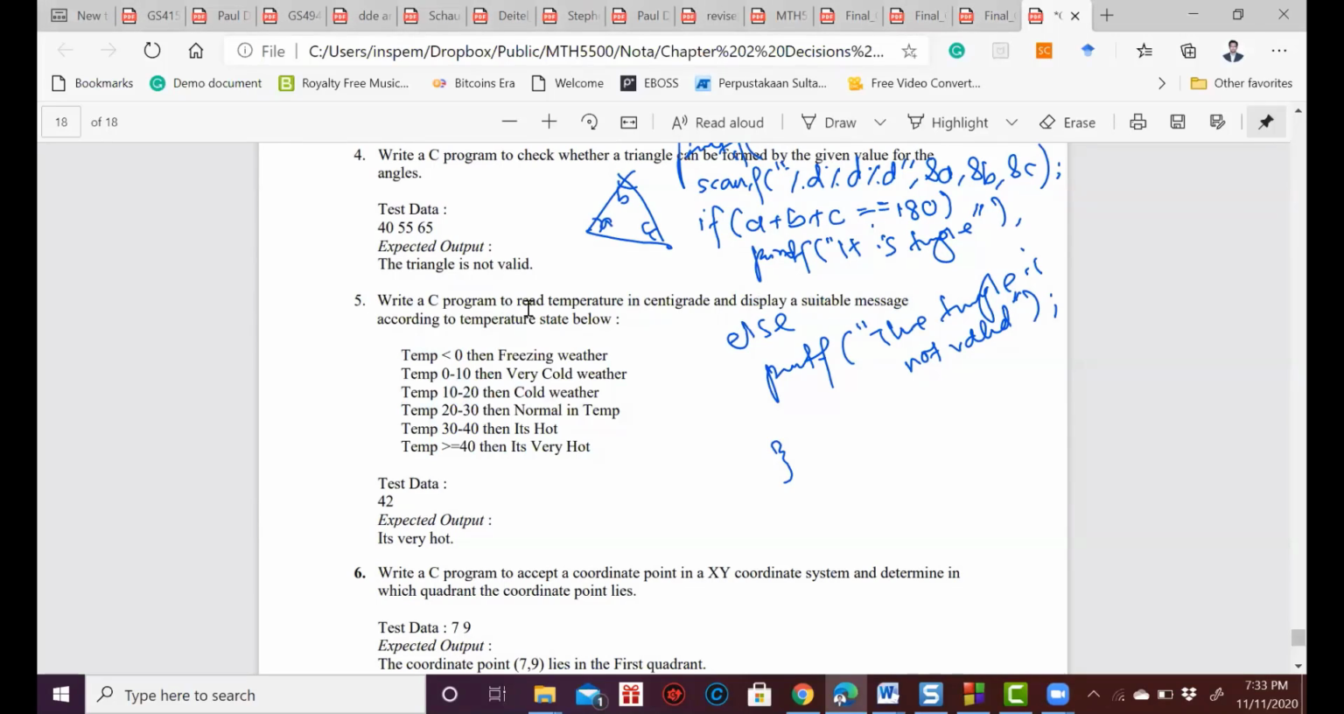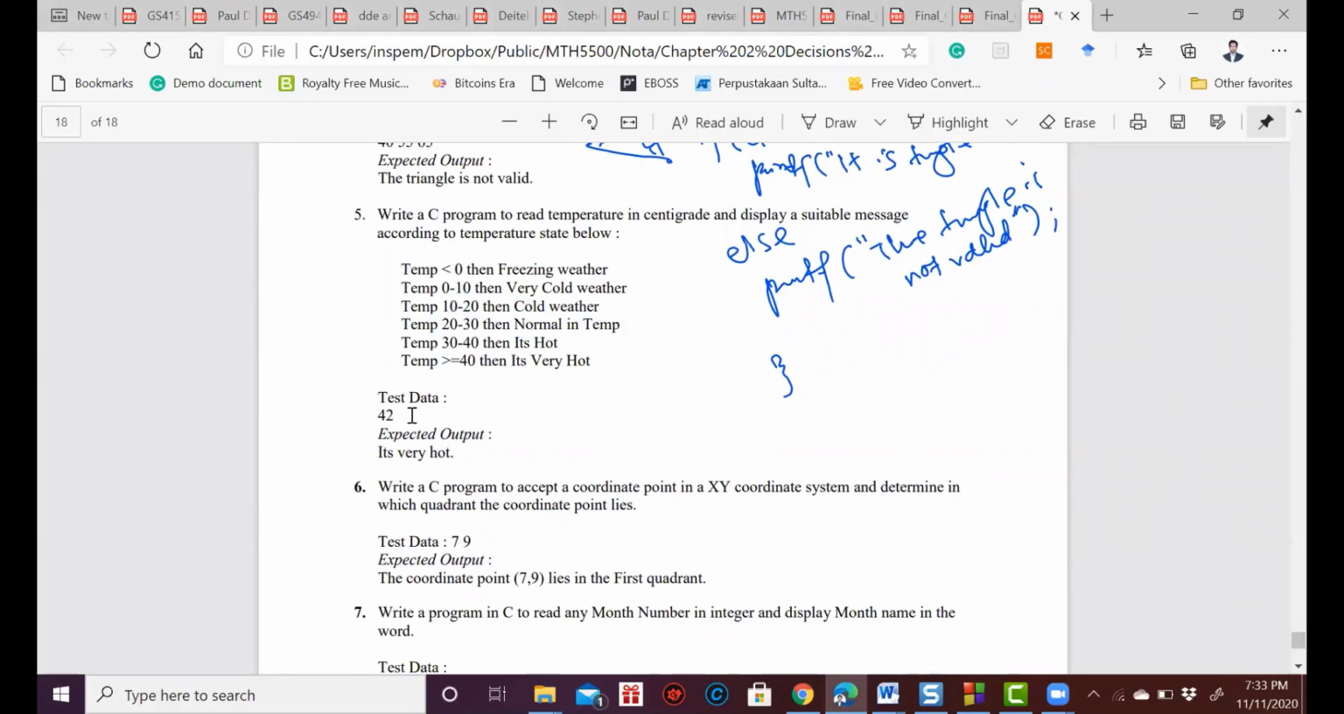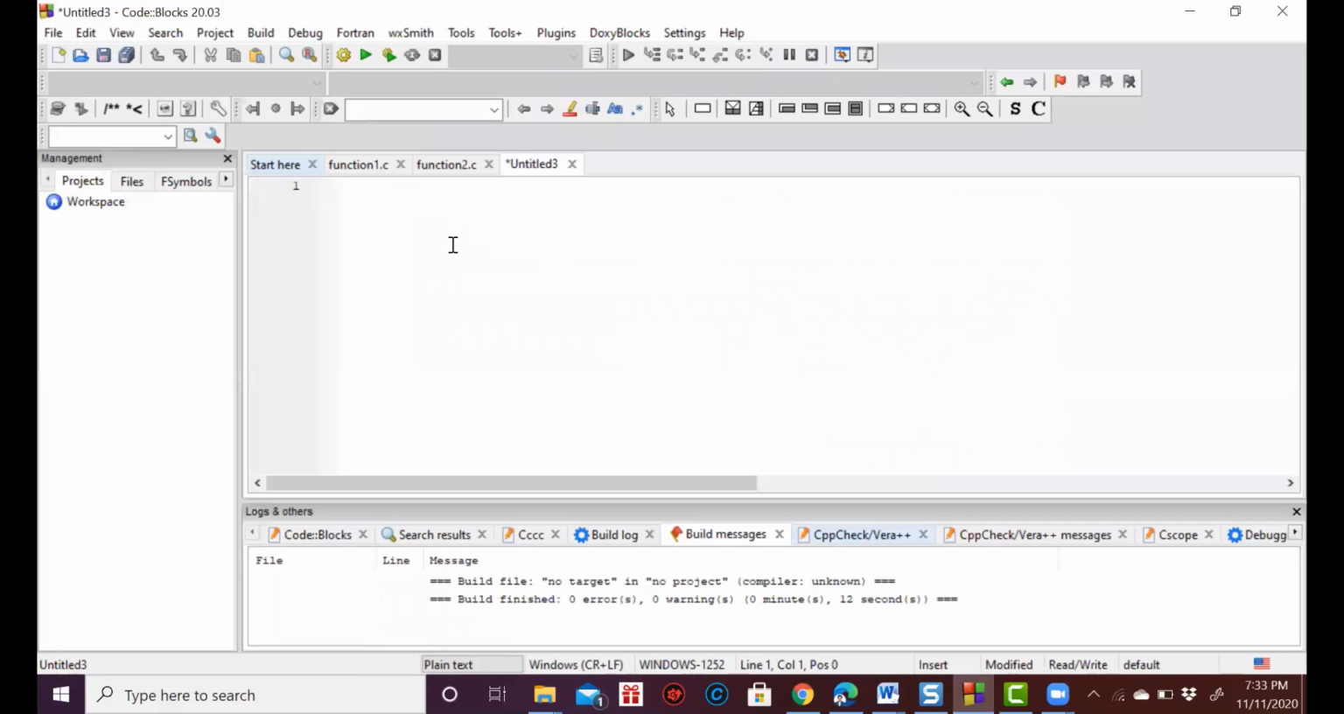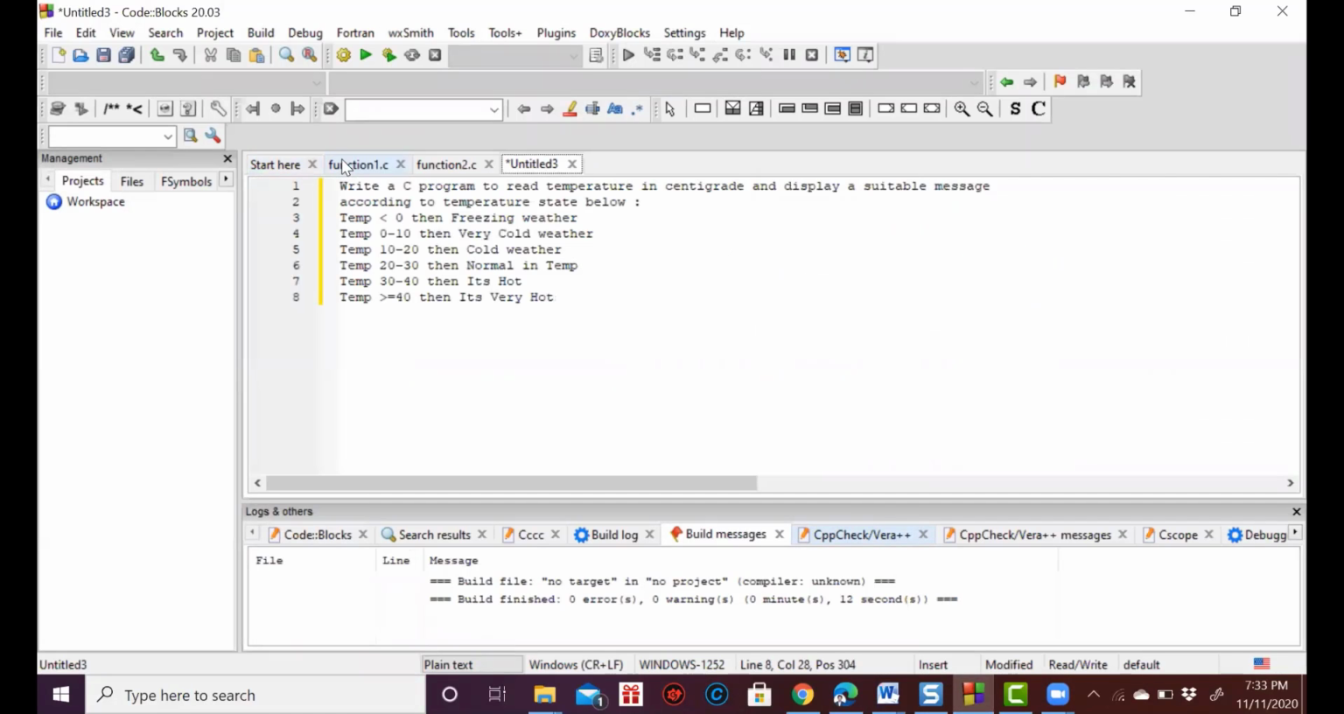Write a C program to read temperature in centigrade and display a suitable message according to the temperature state. Okay. All these categories. Then this one is the example of the input and output. So it is straightforward to do in the C compiler. We copy. Okay. We put in this one as a comment.